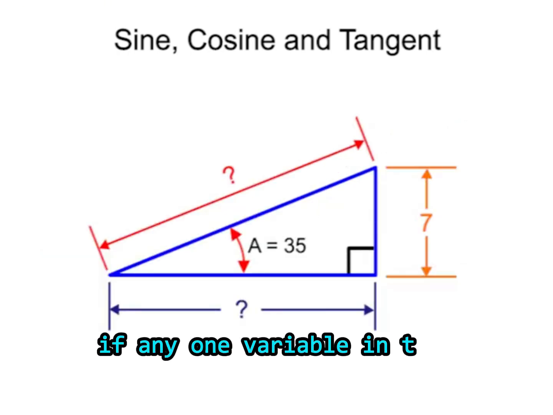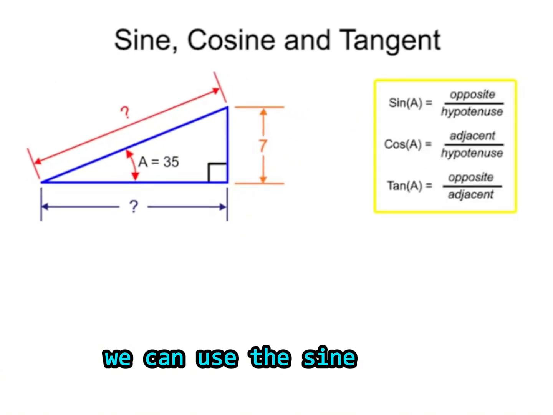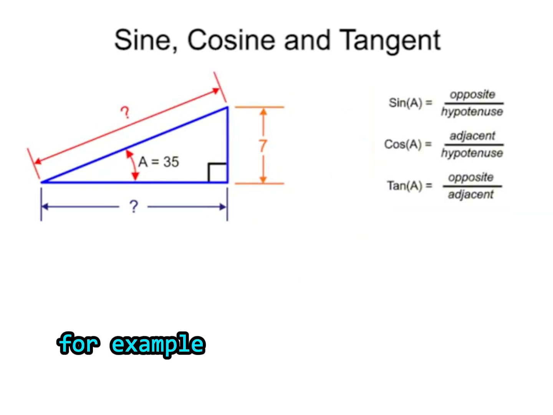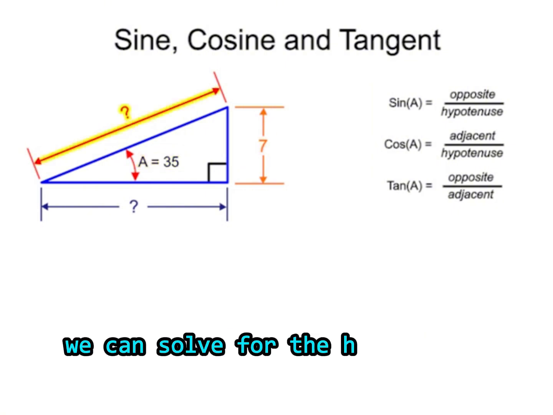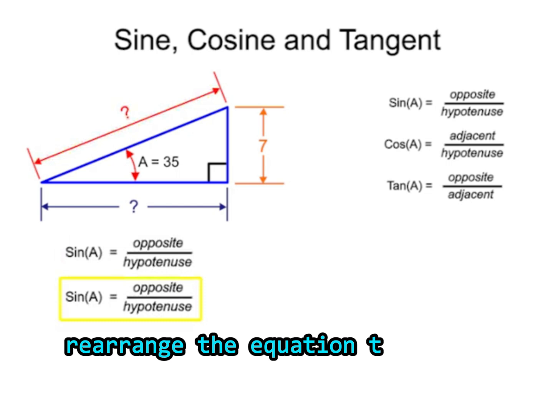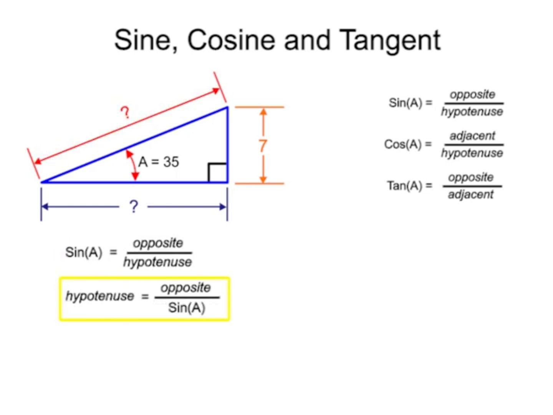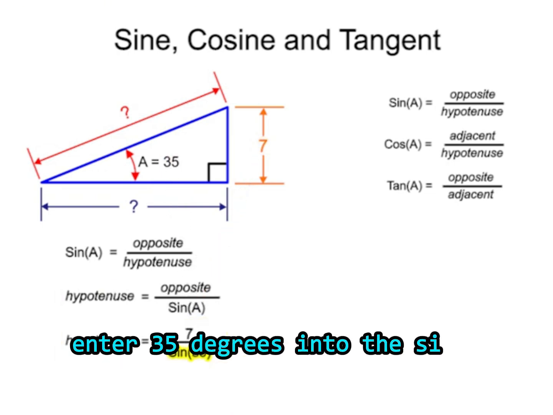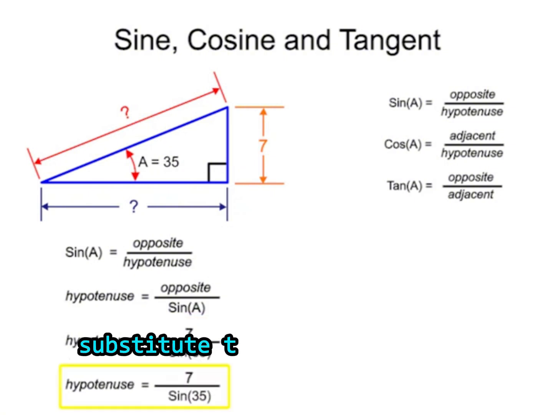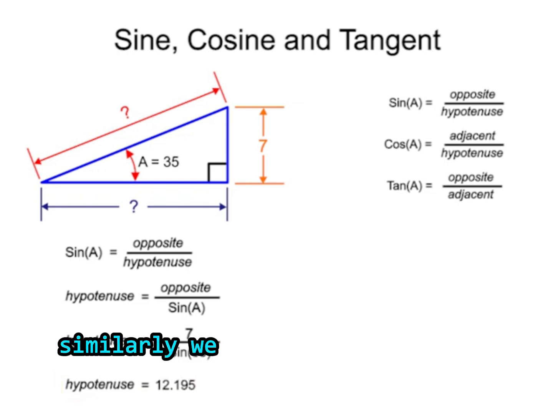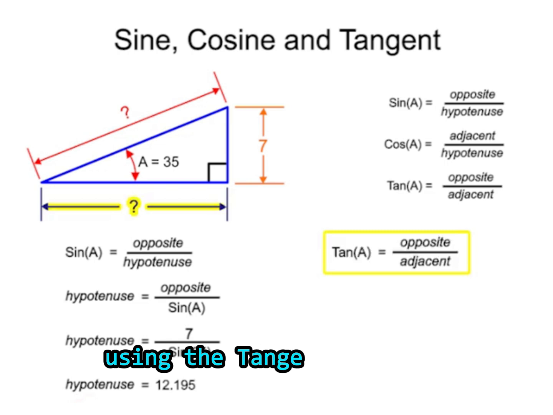If any one variable in the equation is unknown, we can use the sine, cosine, and tangent equations to solve for the missing value. For example, if we know that angle A is 35 degrees and the opposite side is 7, we can solve for the hypotenuse using the sine equation. First, rearrange the equation to solve for the hypotenuse. Then, using a calculator, enter 35 degrees into the sine function. Substitute the value into the equation and calculate the results. Similarly, we could solve for the adjacent side using the tangent equation.